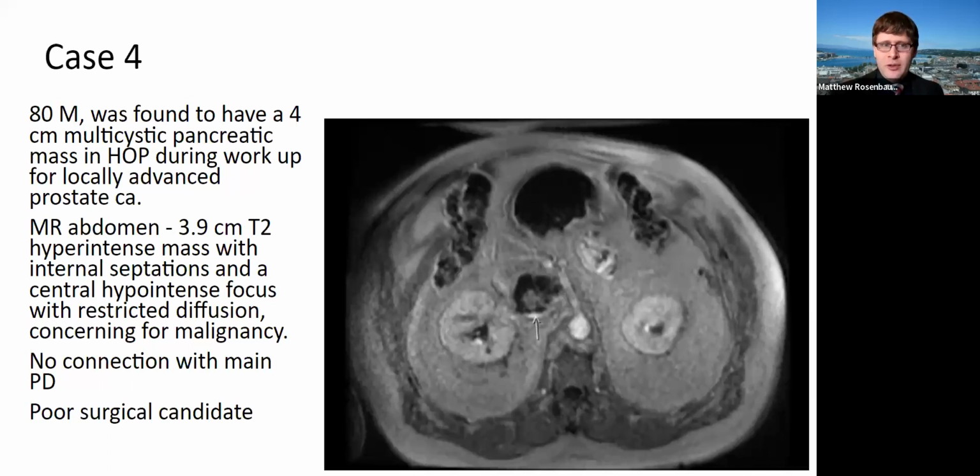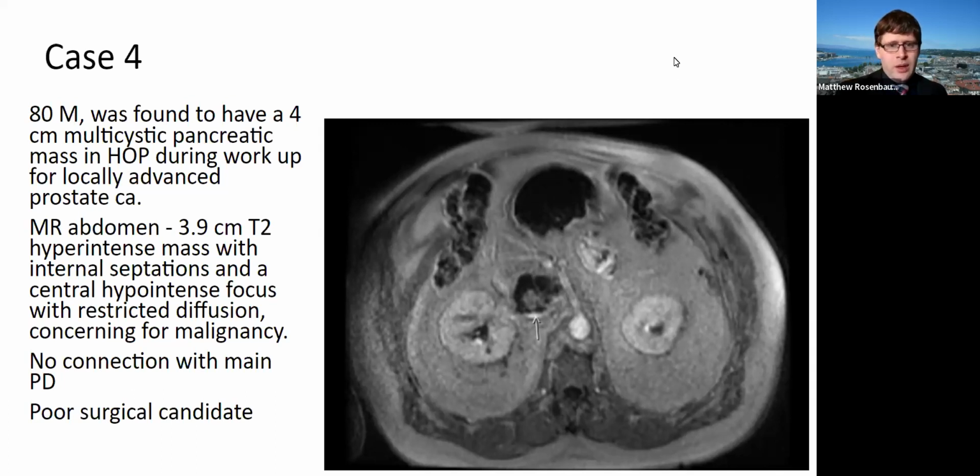This is an 80-year-old male with a large number of comorbid conditions, who has a 4-centimeter multicystic pancreatic mass in the head of his pancreas, incidentally found during workup for prostate cancer. Basically, on MRI, they did show internal septations, and a central hypointense focus is concerning for malignancy.